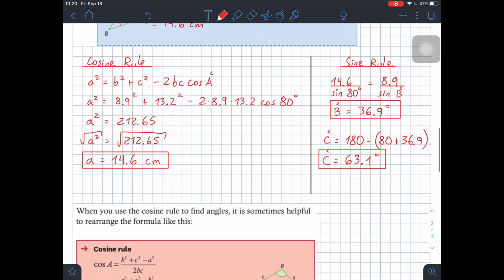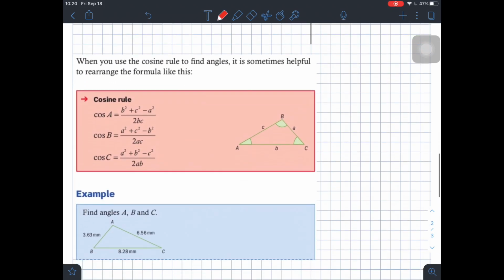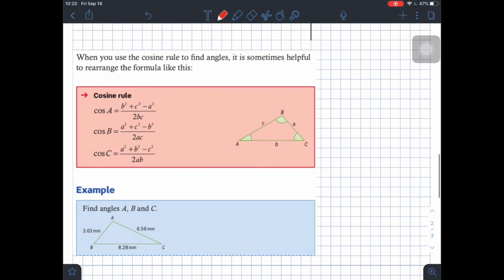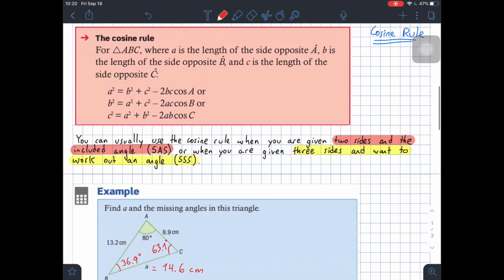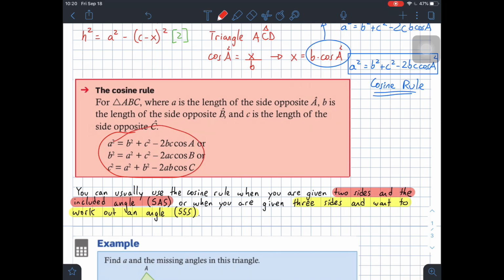So I think this is easy, right? Let's see this. It says, when you use the cosine rule to find angles, it is sometimes helpful to rearrange the formula like this. You see that this is exactly the same formula we were looking at before, but now we just solved for cosine of A, for example.